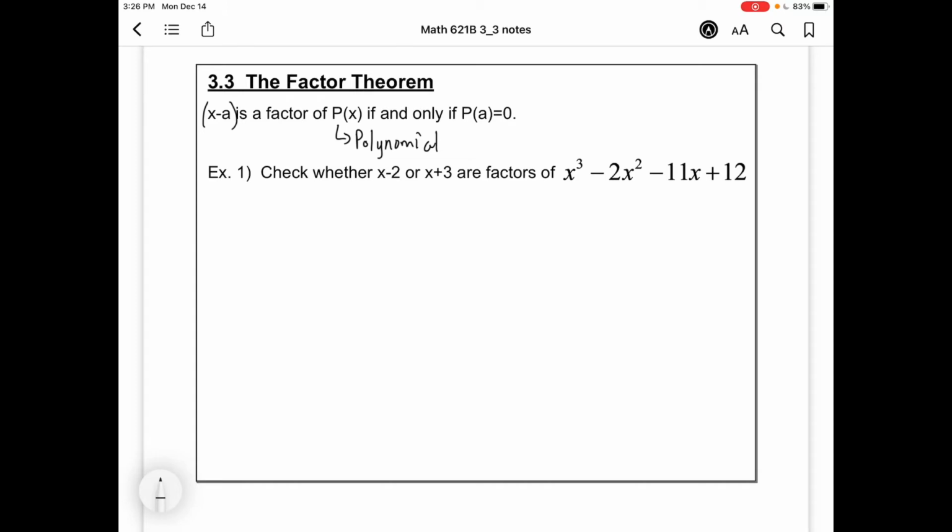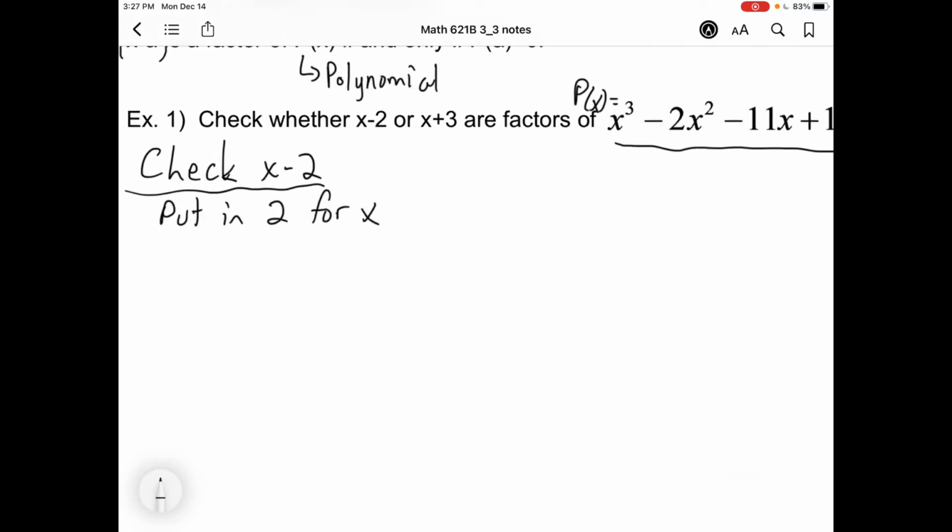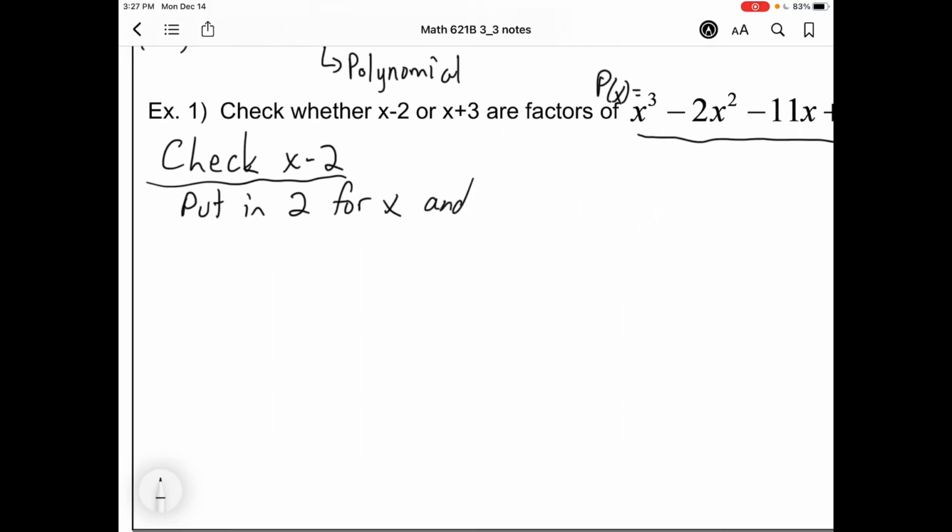So if I want to check whether some binomials are factors of this polynomial right here, I can check it just by throwing in numbers. If I want to check x minus 2 to see if it is a factor of this polynomial, let's call this p of x over here, then we're going to put in 2 for x and see if it gives us 0.